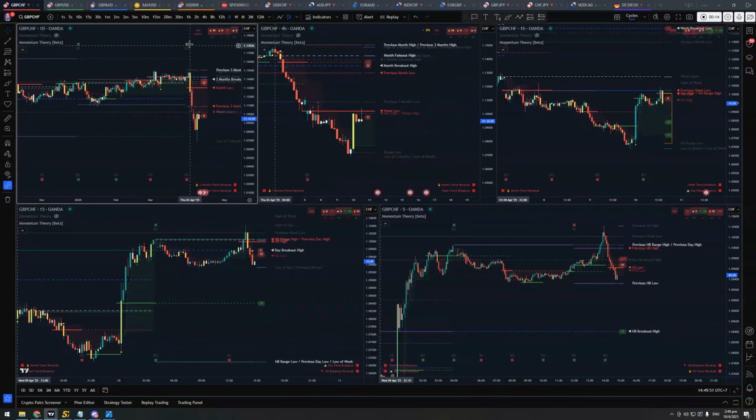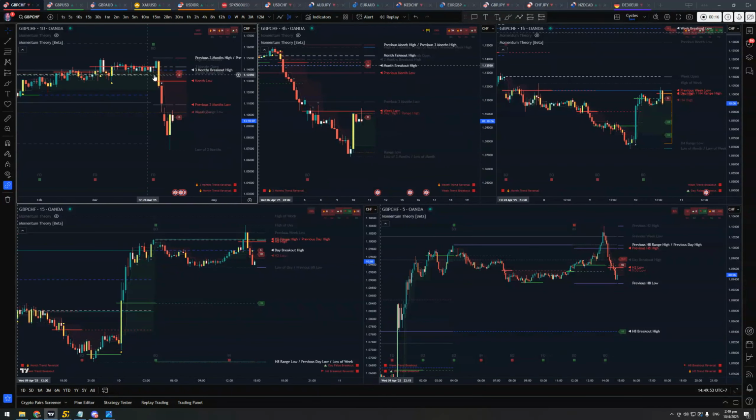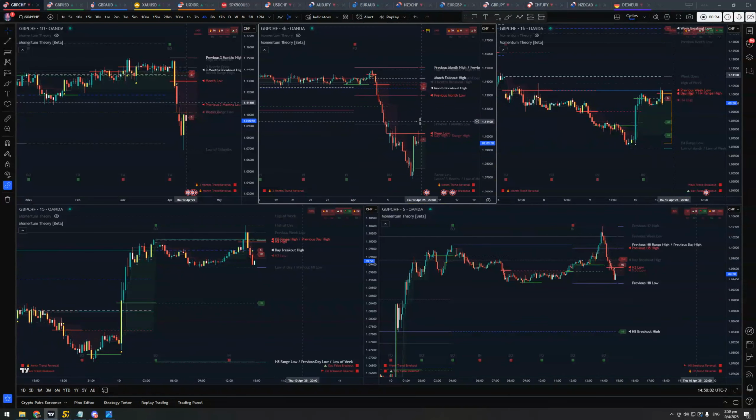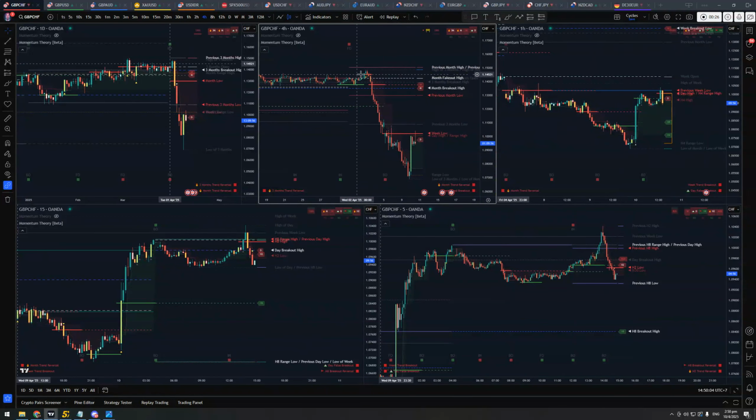We've broken out. It's a breakout on the 3 months, and we flipped the breakout level and got below previous 3 months low. So we're in bearish breakout on the 3 months as well as the monthly. Monthly, we flipped the month breakout high, and we're below the previous month low.